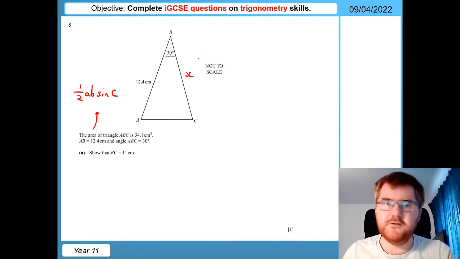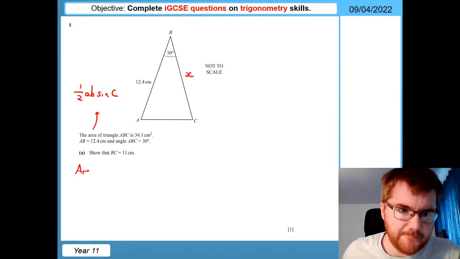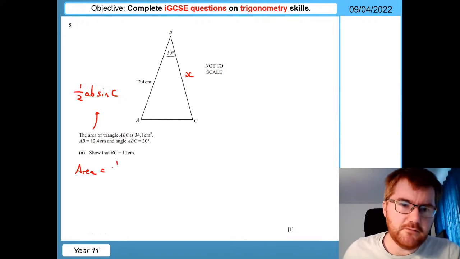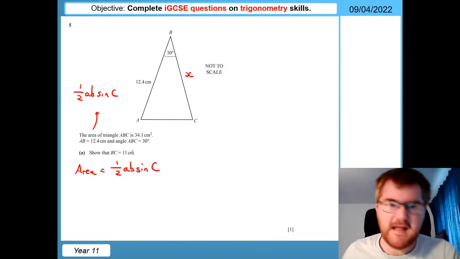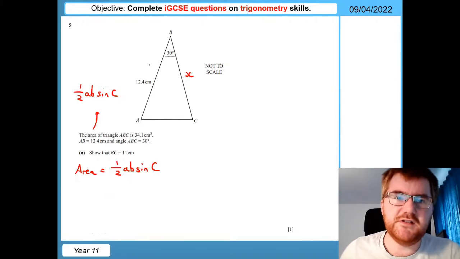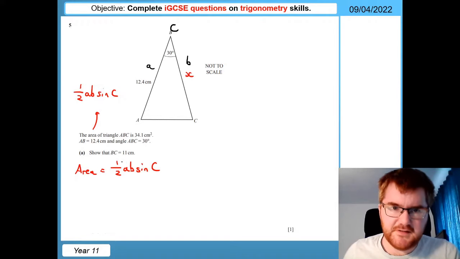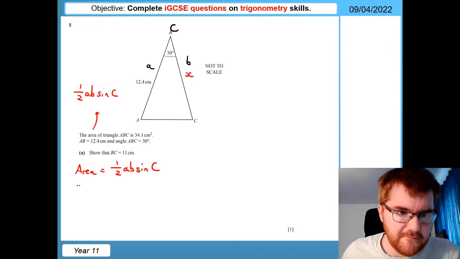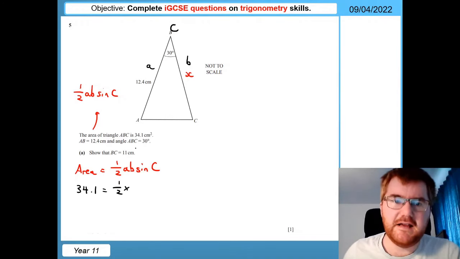So what I'm going to do is just use that area formula that we have. So area is equal to 1/2 AB sine C. And now let's just put in what we know. Well, these are the two sides A and B, and this is the angle in between, so C. So if we substitute this in, well, 34.1, that's our area of the triangle, is equal to 1/2 times, well, A is 12.4.